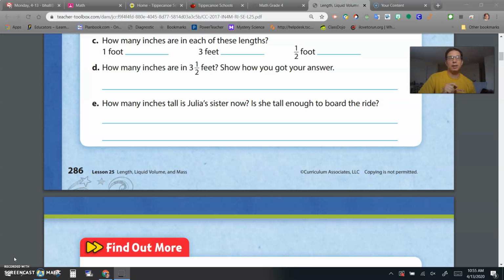Show how you got your answer. Well, I still need to go out to school to get the bigger dry erase markers. Maybe tomorrow I'll get that done.